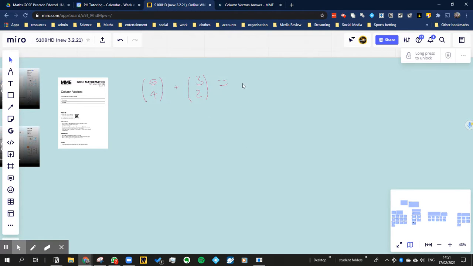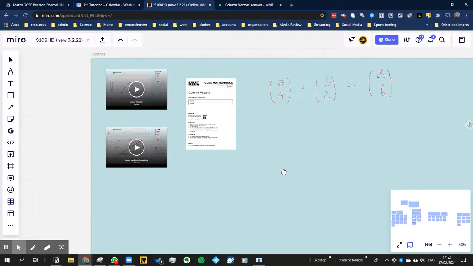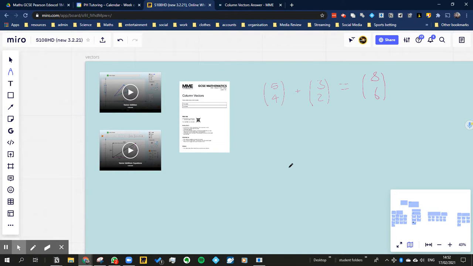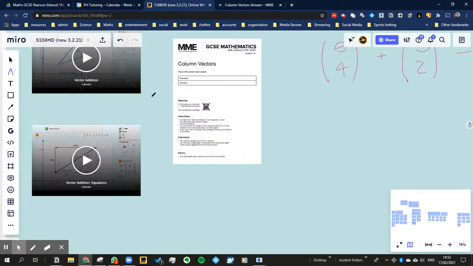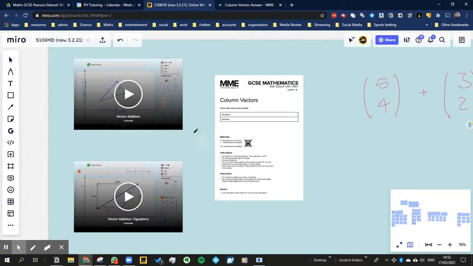So what you do is you simply add the top number and you add the bottom number, and that's it. So 5 plus 3 is 8, and you don't put a line. I nearly put a line there myself. And then 4 plus 2 is 6. So that's how you add vectors, okay? And you take away vectors in the same way. Now, timesing them and dividing them, you're not going to really do that at GCSE. I don't even know if you do that at A level, actually, but you definitely do it in a degree.